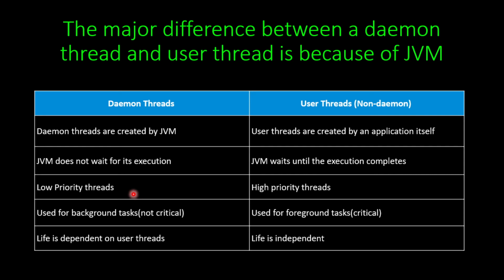Mostly, daemon threads are used for typical background tasks which are not at all critical for the core working of your program, whereas your user defined threads are more or less equal to the core application tasks you create in your program. And the life of a daemon thread depends on the user threads. If there are no user threads, then there won't be any daemon threads to serve them. Of course, every program has many user threads, and we need some daemon threads to serve them.